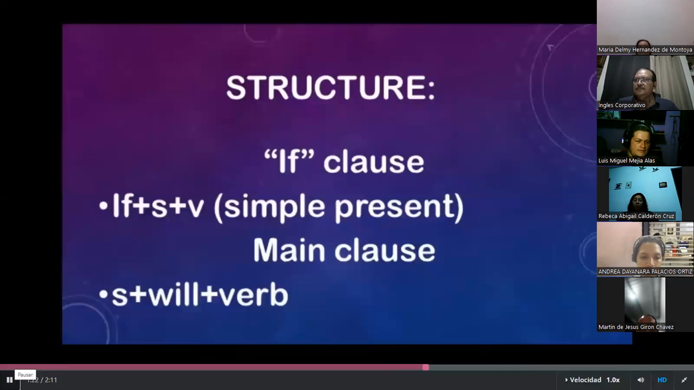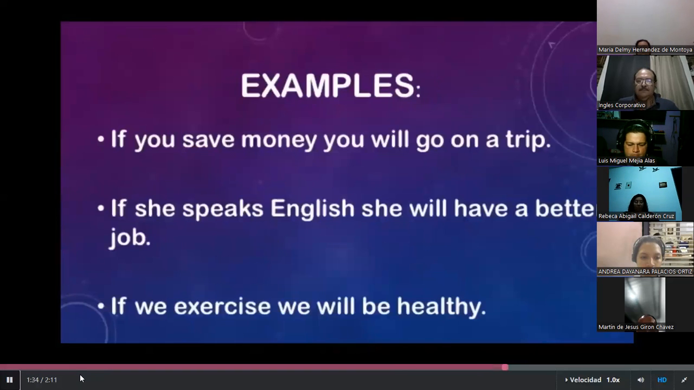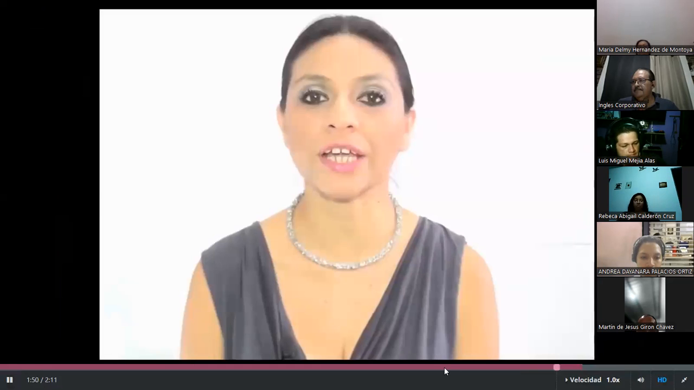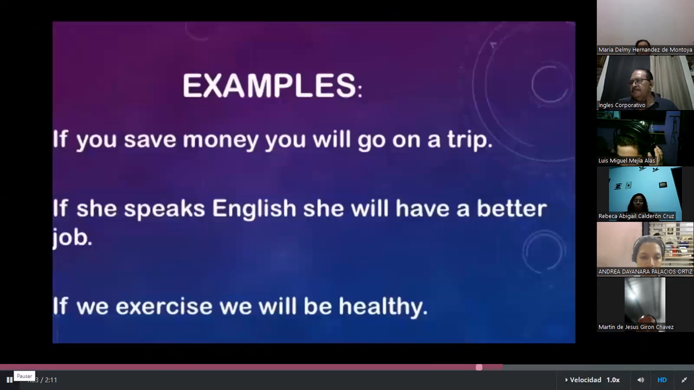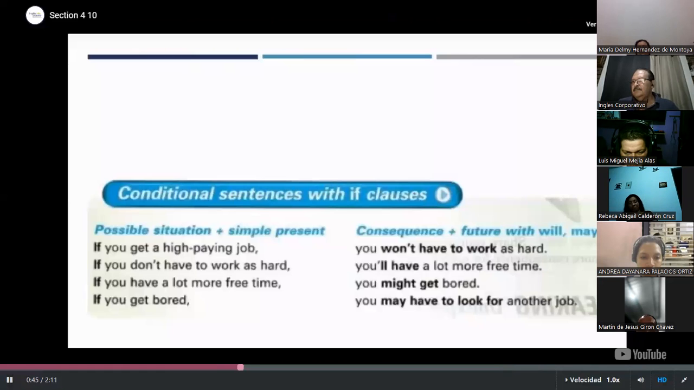Follow me in the structure. If clause: if plus subject plus verb in simple present. Main clause: subject plus will plus verb. Let's work on more examples. If you save money, you will go on a trip. If she speaks English, she will have a better job. If we exercise, we will be healthy. All of these examples show a possibility of what might happen if. I will give you some possible situations. Let's work on more examples. If you save money, you will go on a trip. If she speaks English, she will have a better job. If you have a lot of free time, you might get bored.